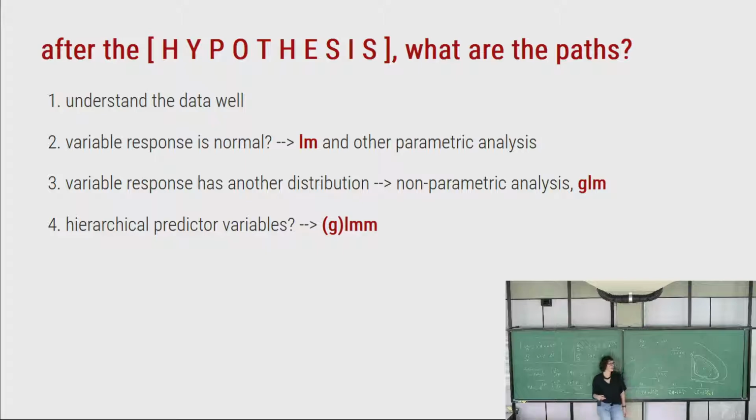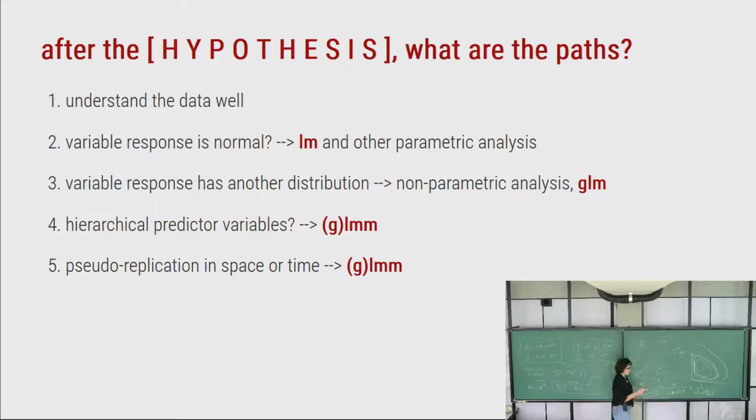If we have hierarchical predictor variables, we should be using a mixed model, either a linear or a generalized linear model. If we have pseudo-replication in space or time or unbalanced designs, we would use a mixed model as well to deal with that. We will cover linear models and a little bit of generalized linear models next week, but those are like suggestions.